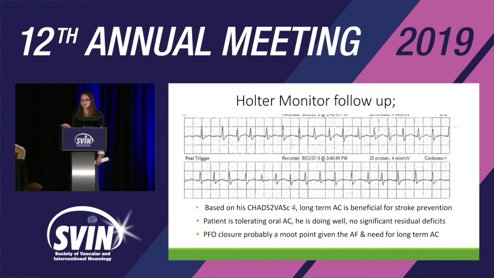So for those of you that don't know, this is AFib. So on the follow-up Holter, there we go, we have AFib. So based on his CHA2DS2-VASc score, anticoagulation is going to benefit this person in the long run. So he's tolerating anticoagulation well. He really doesn't have any residual deficits. So looking back, the PFO was probably incidental. It was probably a moot point given the fact that we found AFib and he's going to need anticoagulation in the long run anyway.